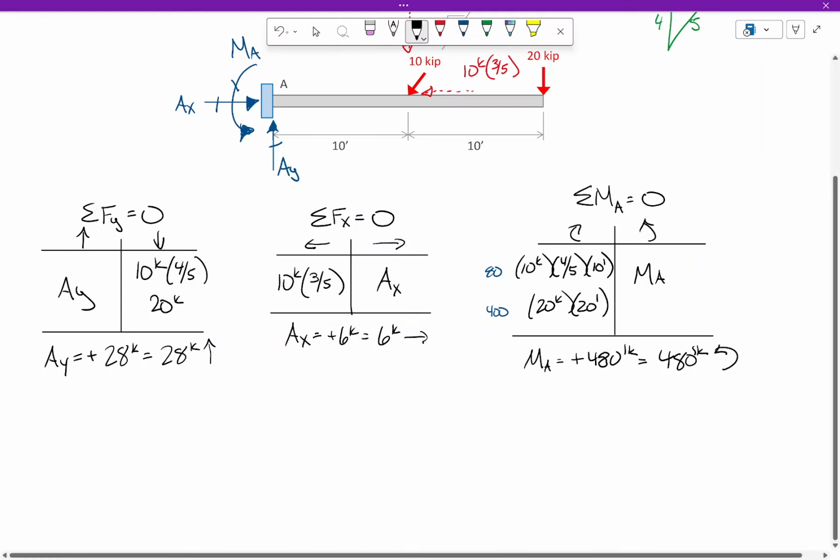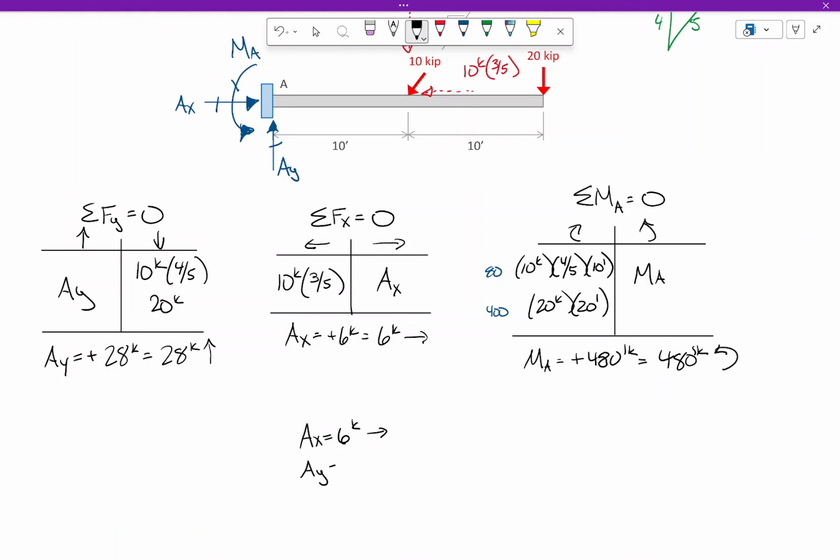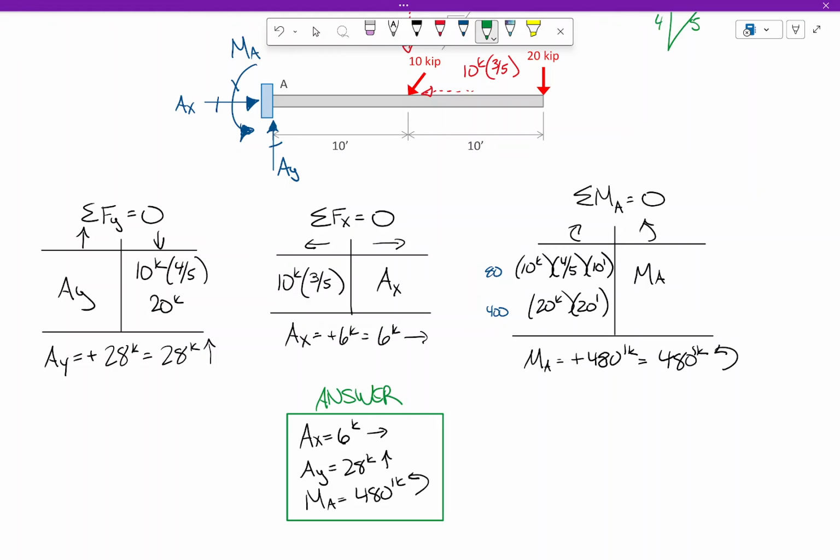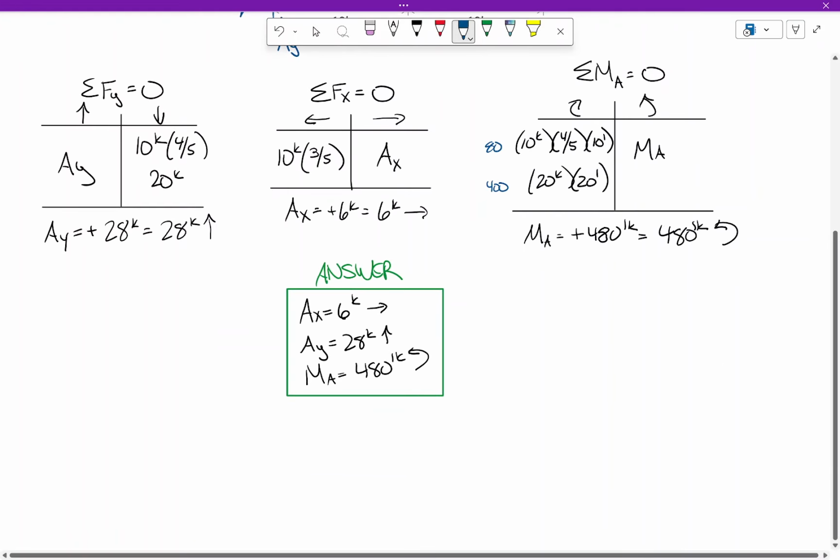So what do we have? We have AX is 6 kips this way. AY is 28 kips this way. MA is 480 foot kips that way. Okay. All right, does that make sense?